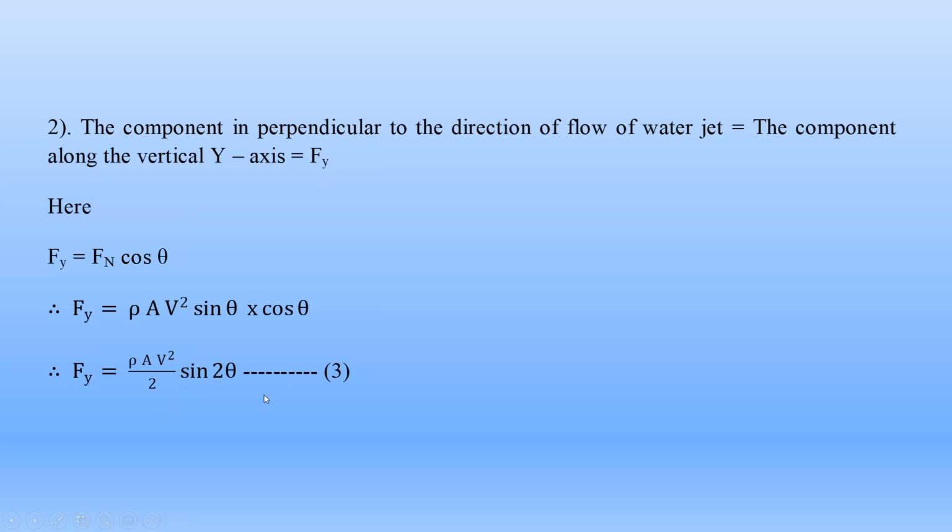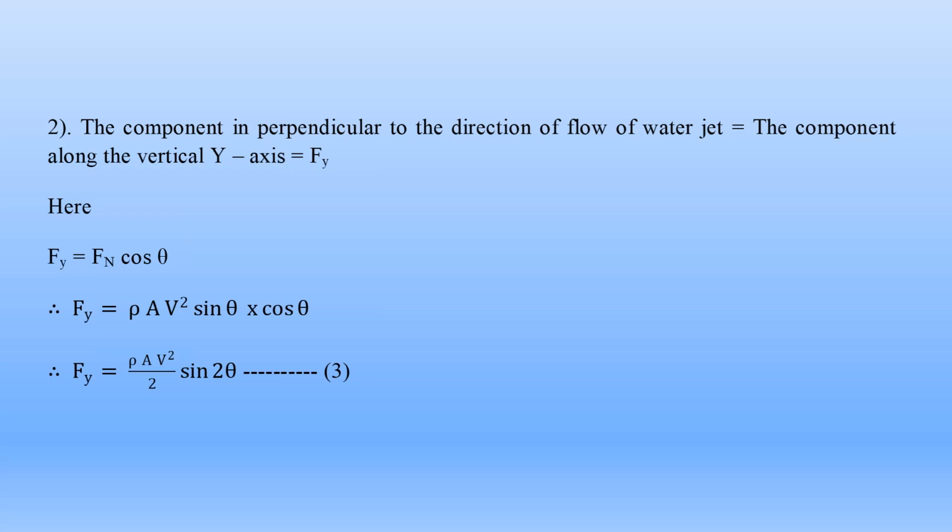So these are the equations for the normal force Fn, force Fx on the x-axis, and force Fy on the y-axis exerted by the horizontal water jet on the stationary inclined flat metal plate.